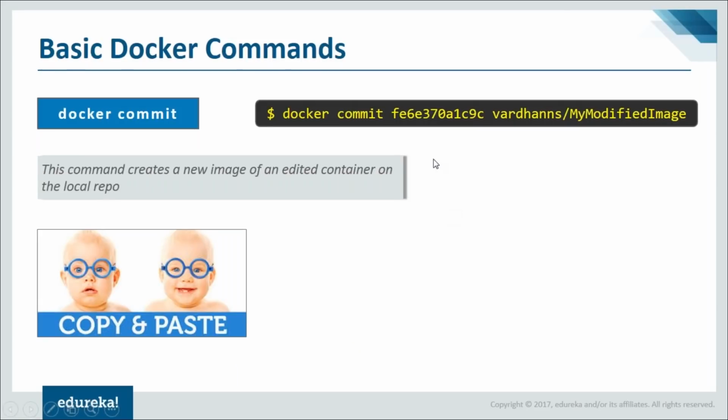And then we have the docker commit command. And what this docker commit command does is that it basically creates a new image of an edited container on the local repository. In simple words, it creates a new image of any container which you have edited, correct? So let's execute this docker commit command and see how that works.